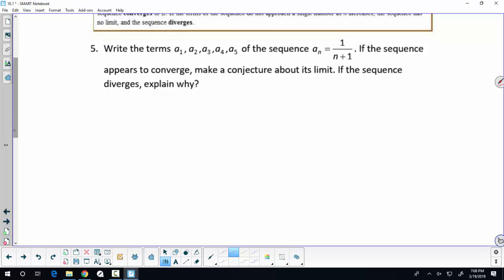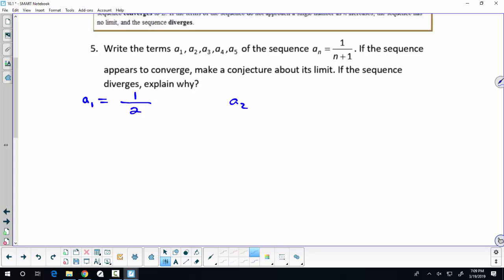So let's write out the first 5 terms of the sequence 1 over n plus 1. If the sequence appears to converge, make a conjecture about the limit. If it looks like it diverges, just explain why. So the first term would be what? This one's defined explicitly. Yeah, 1 over index plus 1, 1 over 1 plus 1.